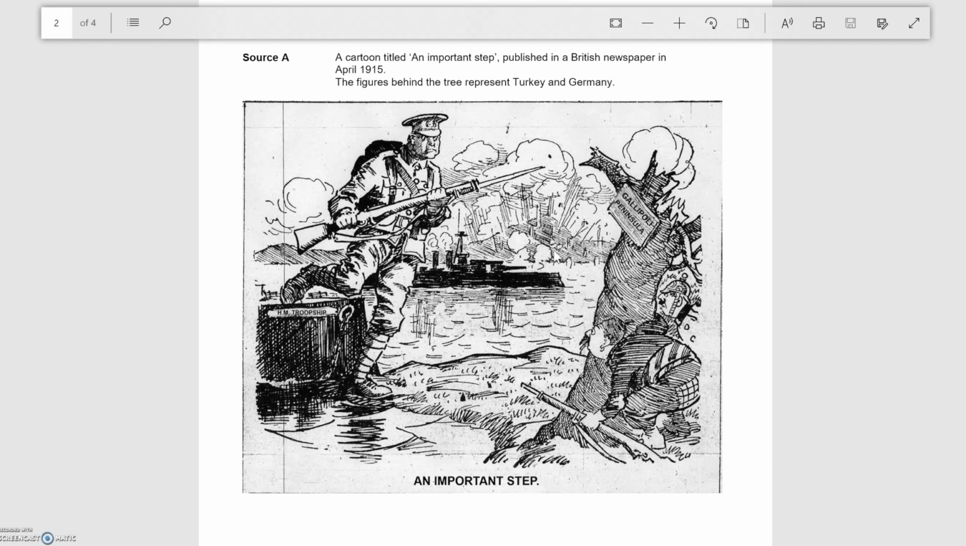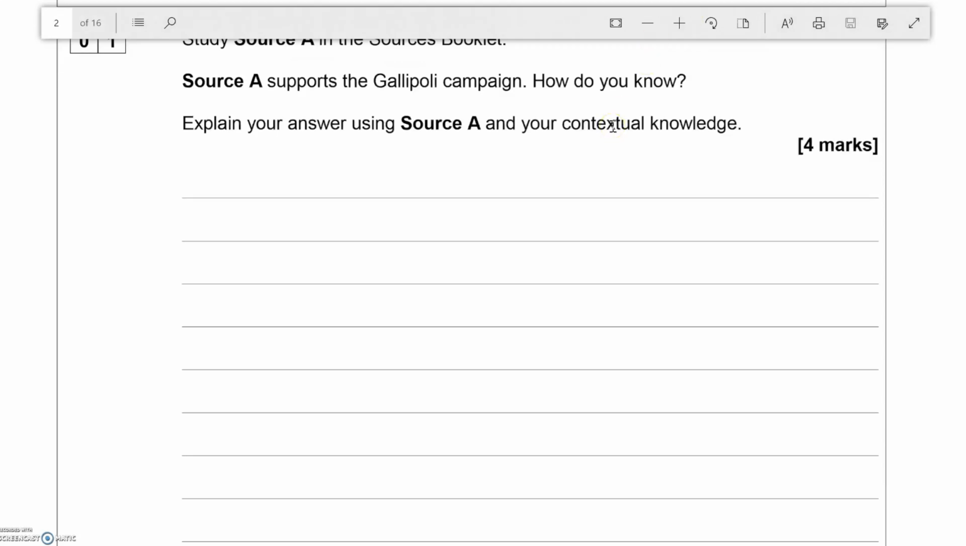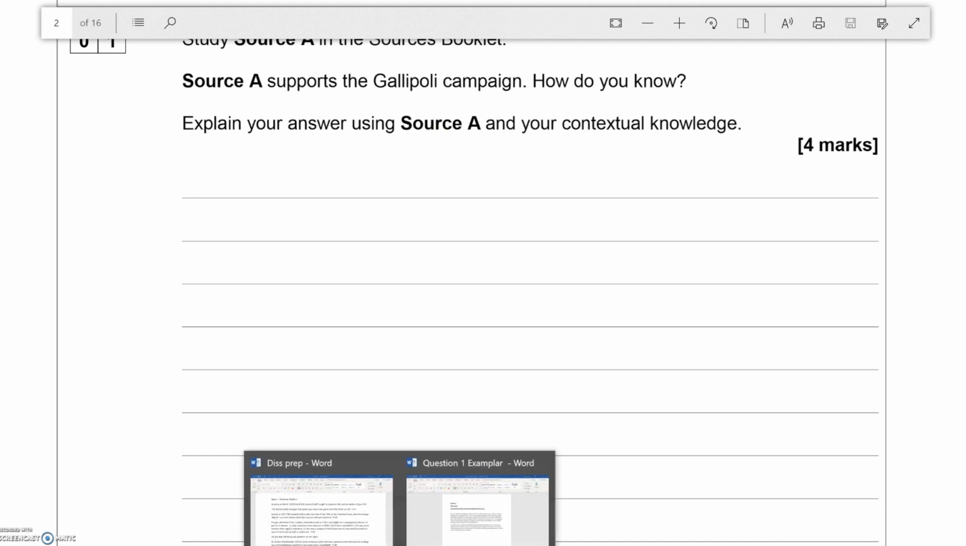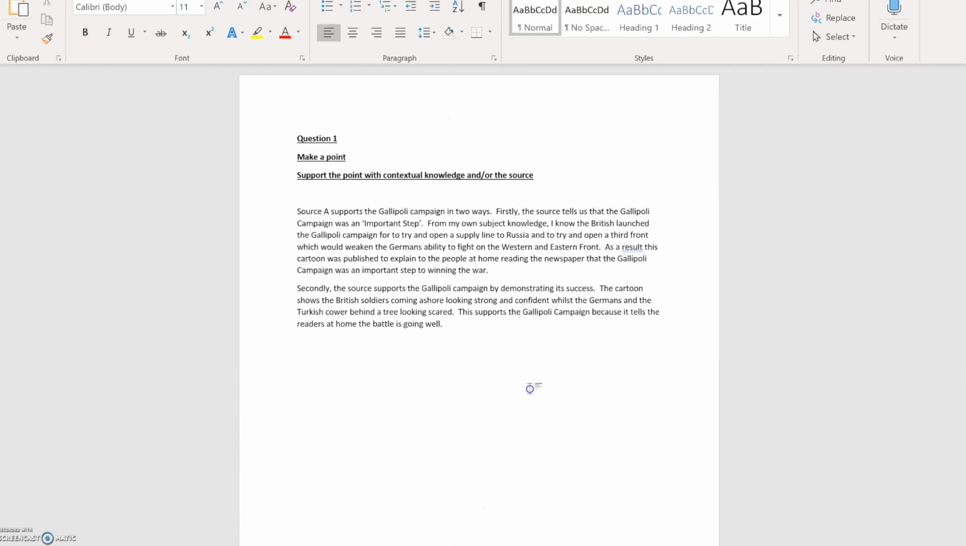So once we've absorbed all that information, we now need to do something quite simple, but very important and very easy to get wrong, which is to answer the question. How does source A support the Gallipoli campaign, and how can we use the source and our contextual knowledge to answer it? Well, what I've provided for you here is an example answer, and I will leave a copy of this example answer in the description below. And as I've put at the top, the key to question 1 is 2 points.